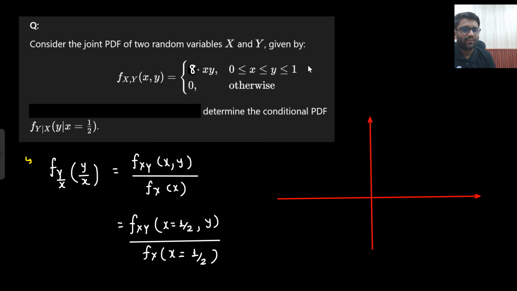So what do I know? I have to do this particular thing. Then I put the limit of y. So how will I put the limit of y? From here, y is going from x to 1. No, always draw the graph. So how will you draw the graph of this one?